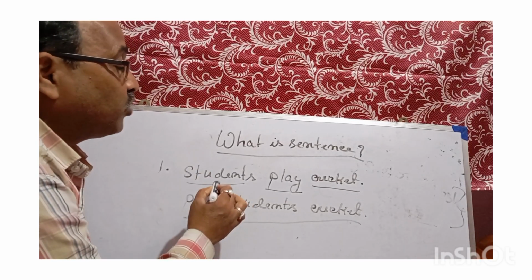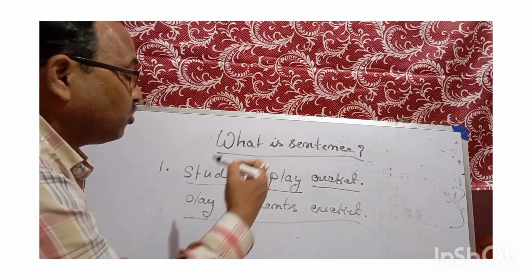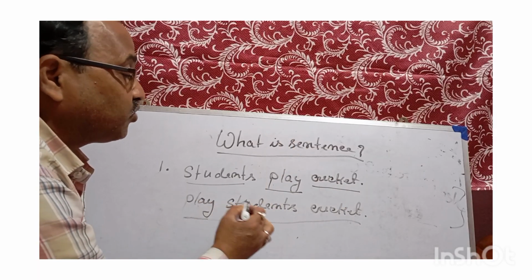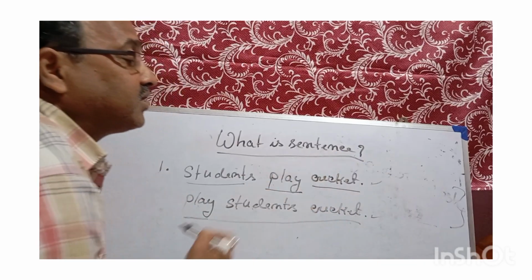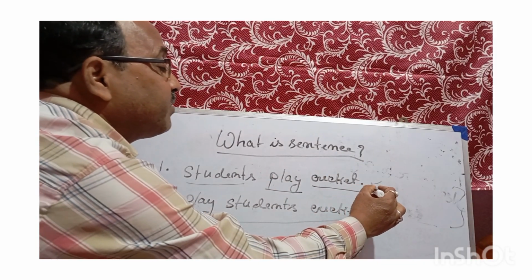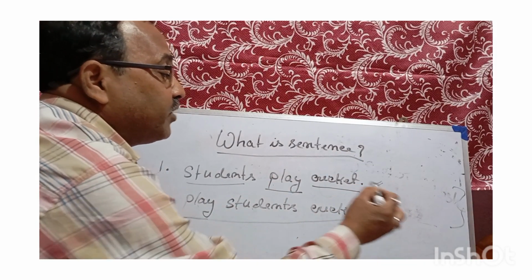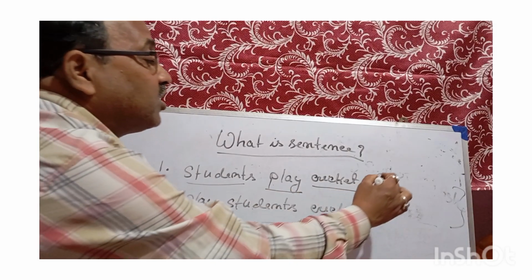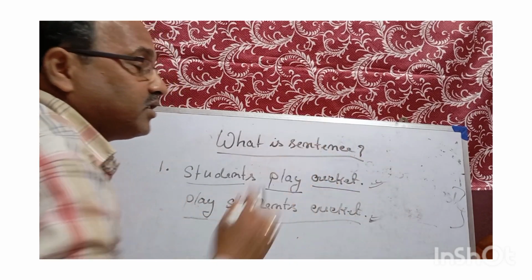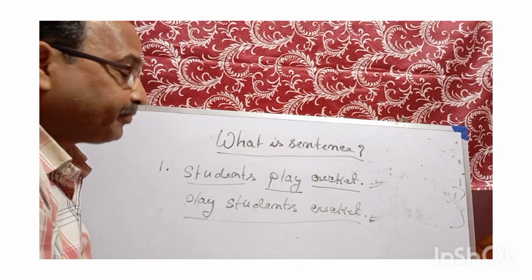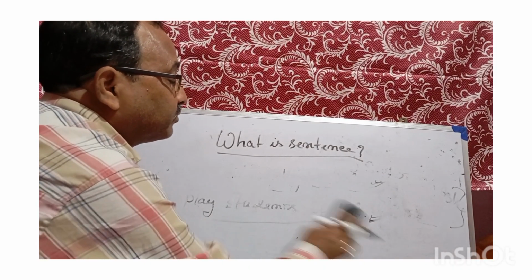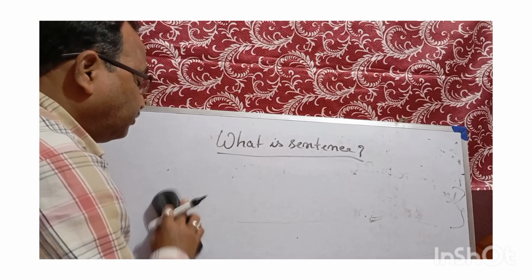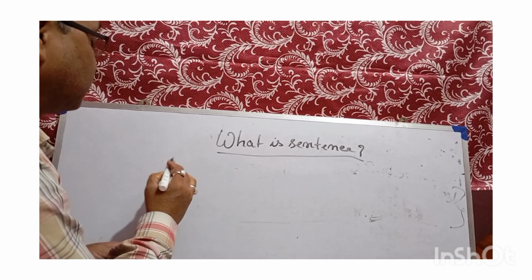So all the words, students, play, cricket, these three words are also available here: play, students, cricket. But this is not a sentence because it must have a complete meaning. It does not have a complete meaning. So it is not called a sentence. That was number one example. Now number two example, I am coming.